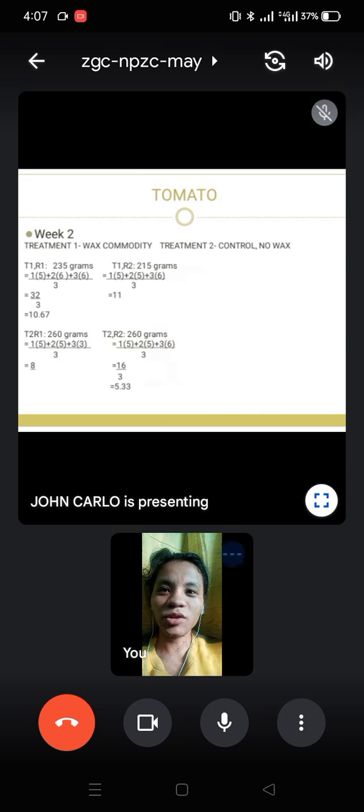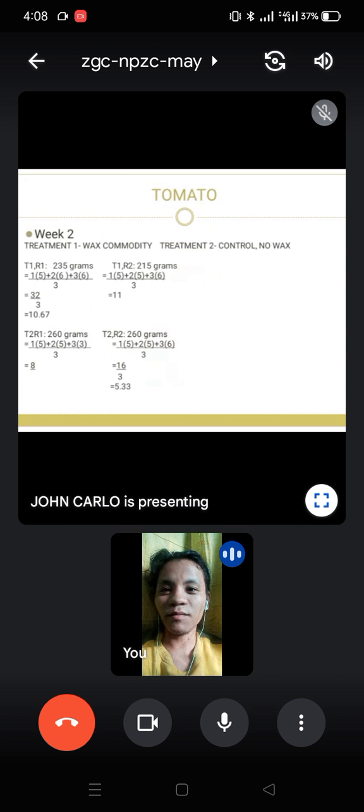Tomato in week 2. Treatment 1 is for wax commodity and treatment 2 is for no wax or control. T1R1 has 335 grams for wax. The computation is 1 times 5 plus 2 times 6 plus 3 times 6, divided by 3, equals 32. 32 divided by 3 equals 10.67 in treatment 1, T1R1 for wax. In T1R2 for control, we have 215 grams. The computation is 1 times 5 plus 2 times 5 plus 3 times 6, divided by 3, equals 11 for control.